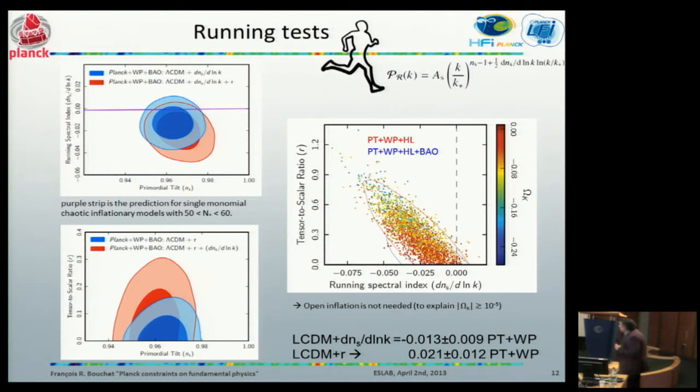Now, about running, George already said that we are not at the level where it would be really constraining. For instance, here is a prediction. The purple one would be a simple monomial chaotic inflation model, which would have very, very small running and would require much higher precision. So at this level, there is absolutely no need.